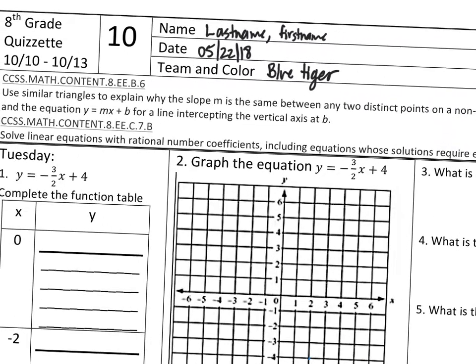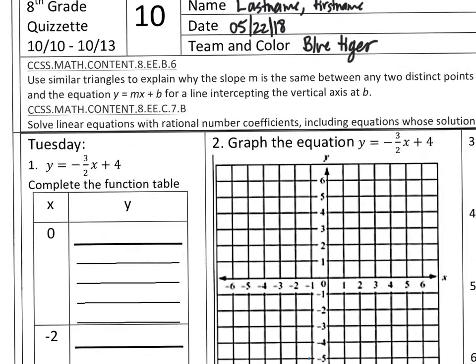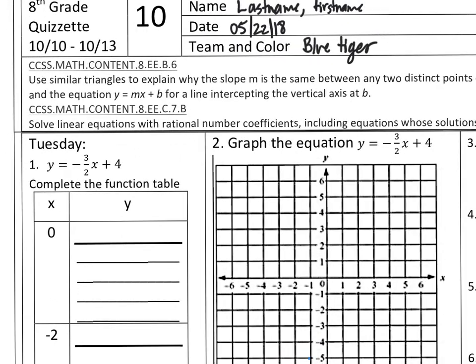For number 1, it is the same concept that you guys have been practicing on the previous Quizzettes of an input value and getting an output value. Here they give you 2 input values for x. The first one is 0, the second one is -2. The nice thing about this Quizzette is that it uses SMP6. It's very neat and it's very precise. So go ahead and write down the equation on the first line. y equals -3/2 x plus 4.